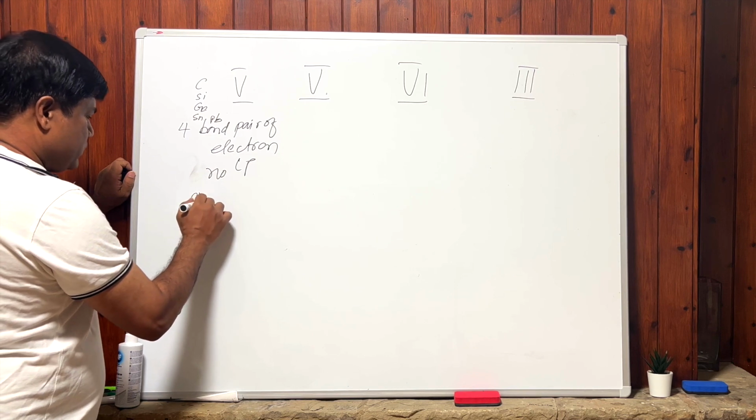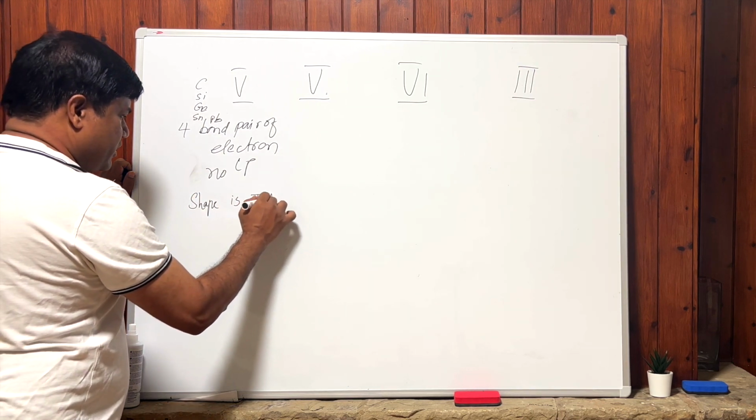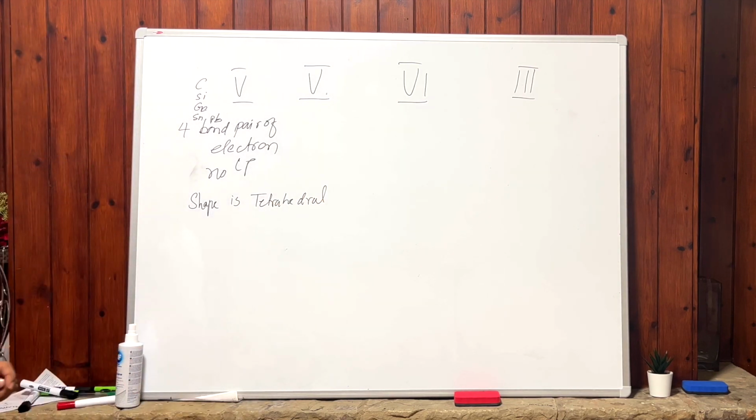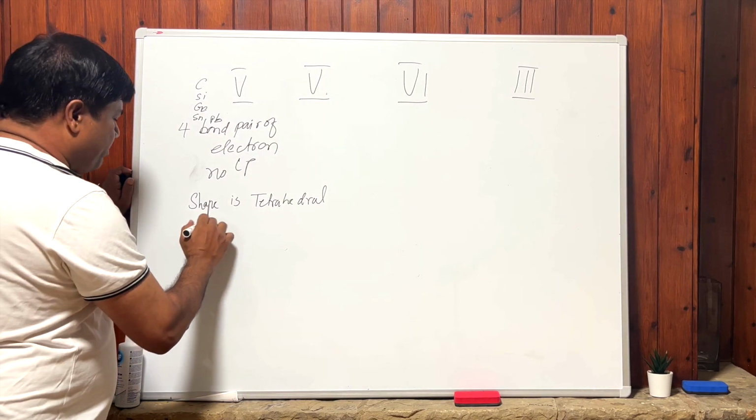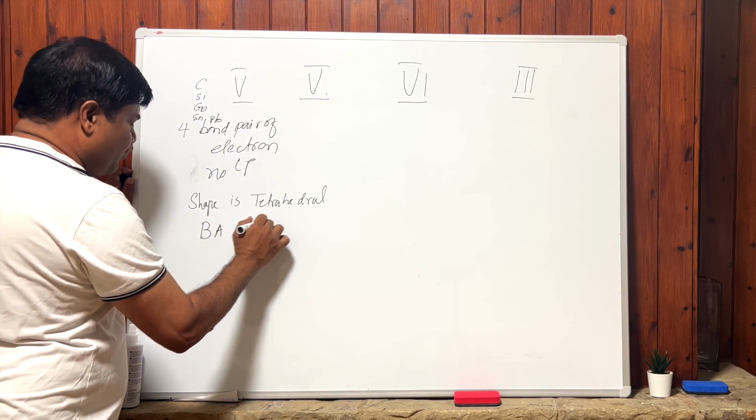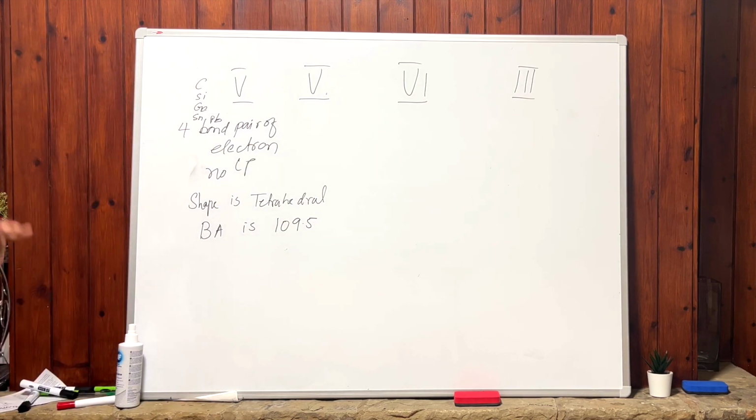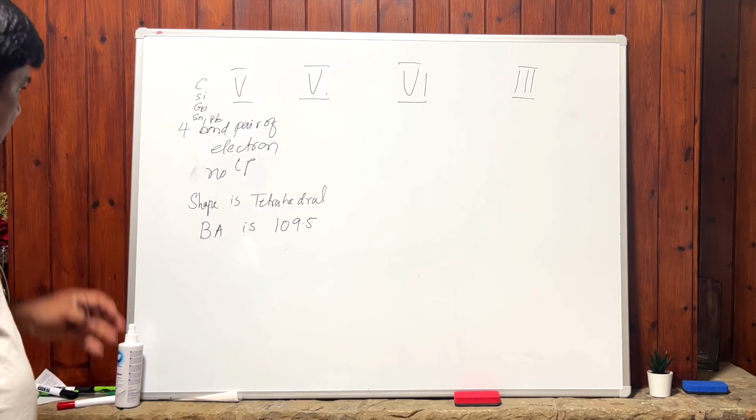Shape and bond angle. The shape is perfect tetrahedral. Geometry is tetrahedral, and the bond angle is 109.5. No lone pair, four bonded pairs of electrons, and the bond angle is 109.5.